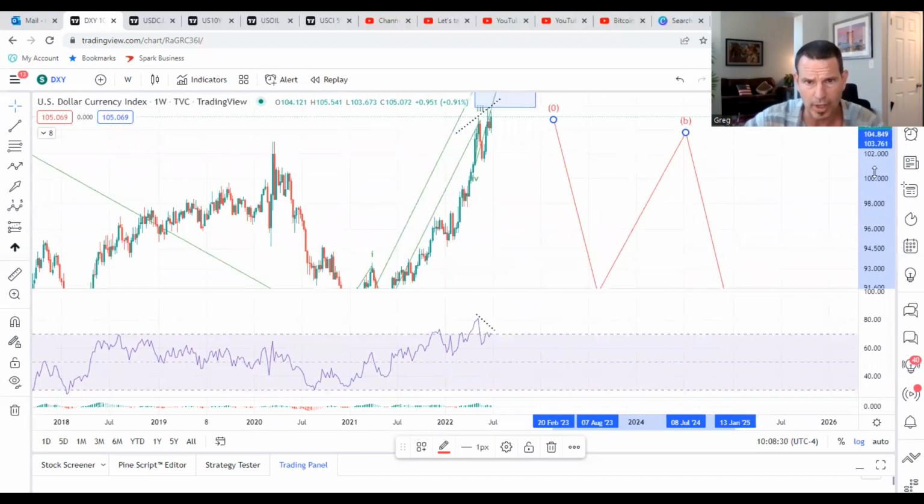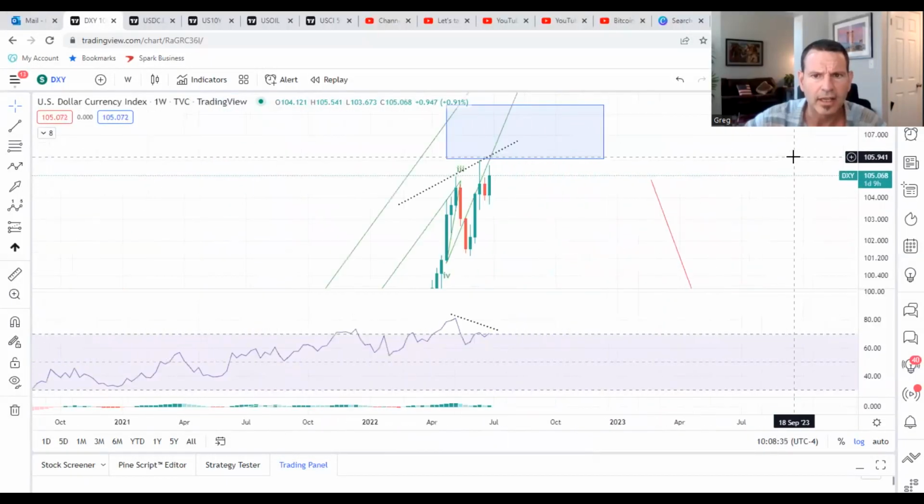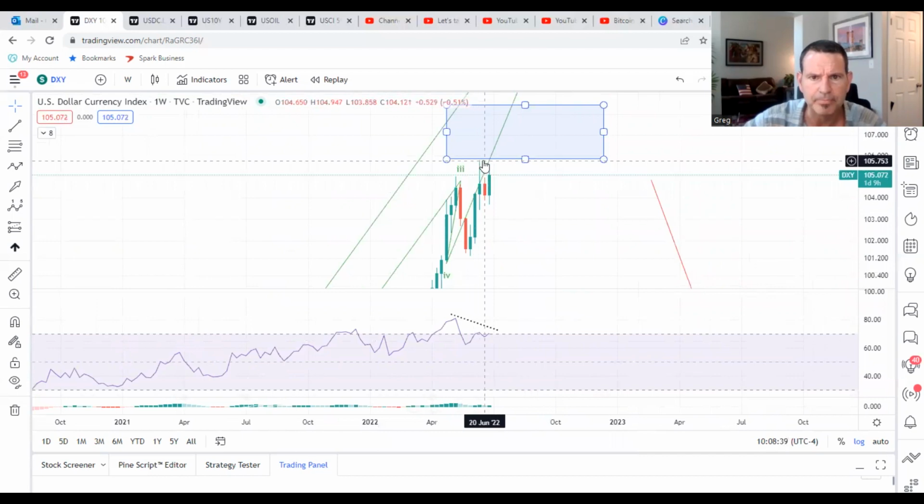105.80 to as high as 108. Does it already hit it? It almost hit it. Almost hit it. You can see it right there. It's coming. Yeah, just almost hit it.